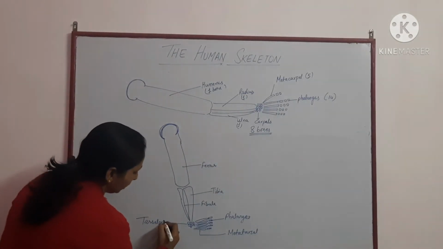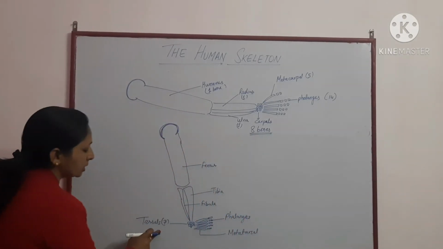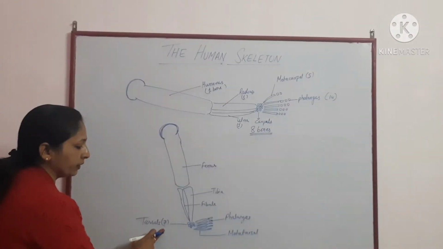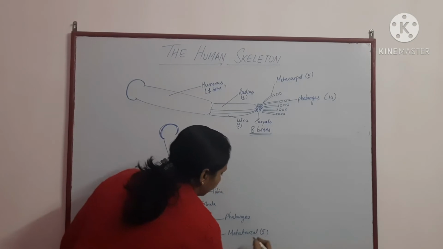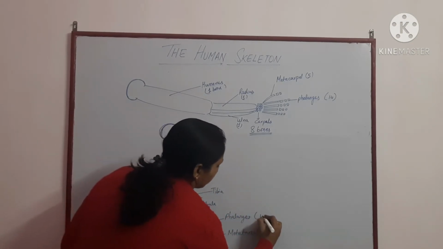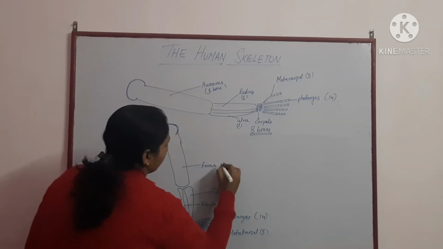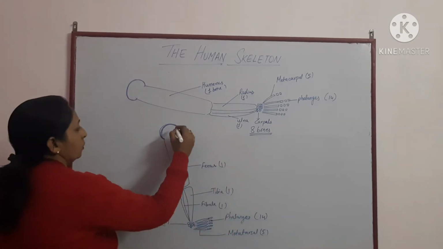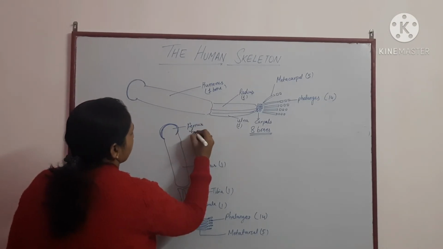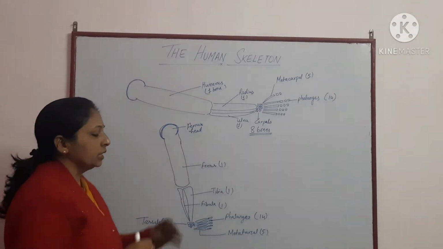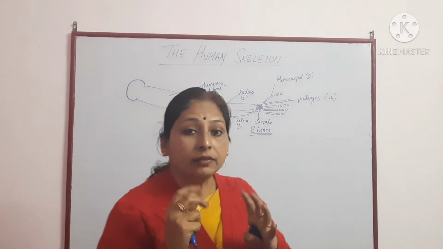tarsals. The total number of bones in the carpal is 8, but in the tarsals the total number of bones is 7. Next is metatarsal. Metatarsal is again 5 in number. Phalanges, this is also 14 in number. Tibia 1, fibula 1, femur 1. Now femur head. Why I have written this is, this femur head fits into a cavity. This cavity is of the pelvic girdle.